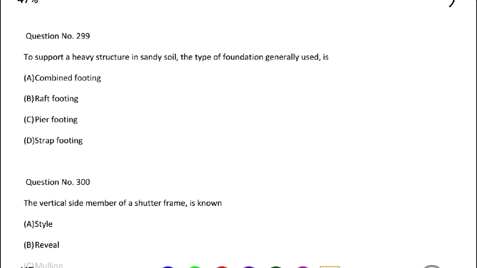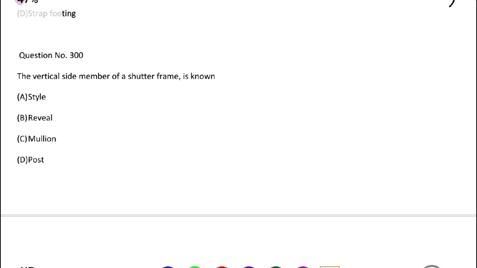Next question, to support a heavy structure in sandy soil, the type of foundation generally used is option A combined footing, option B raft footing, option C pier footing, option D strap footing. So the correct answer is option C pier footing. Next question, the vertical side member of the shutter frame is known as option A stile, option B reveal, option C mullion, option D post. The correct answer is option A stile.